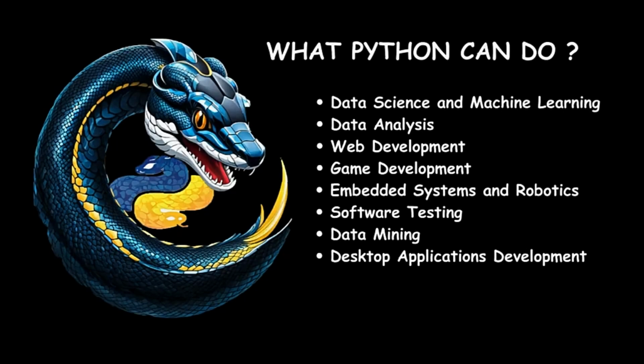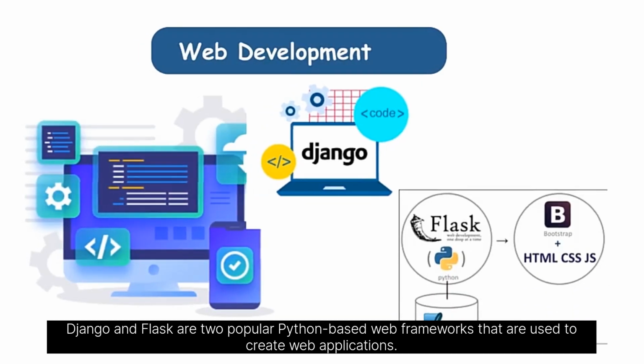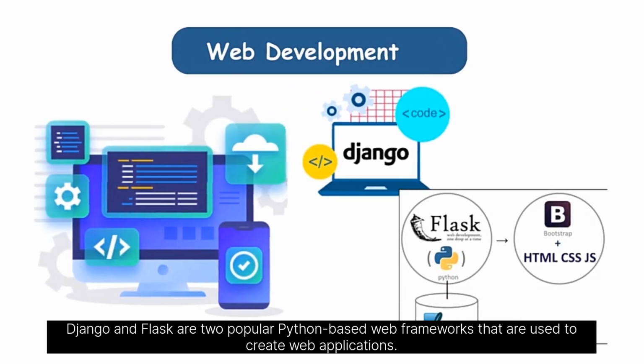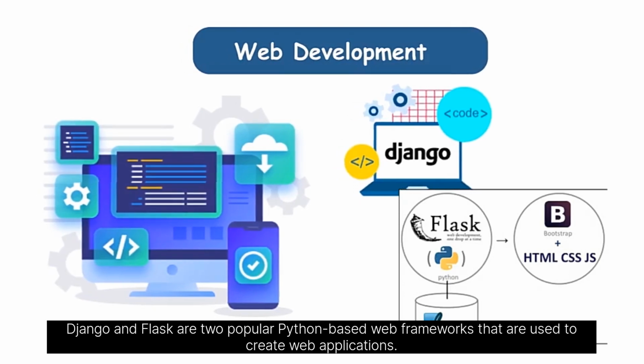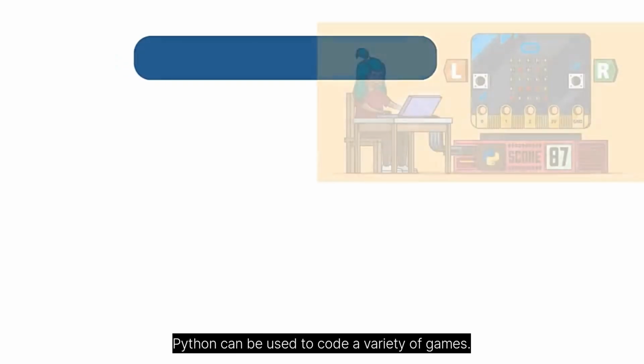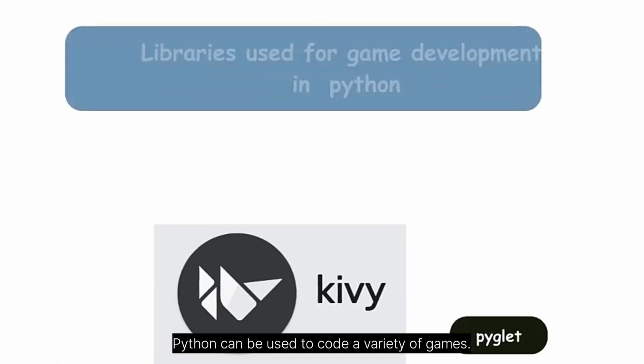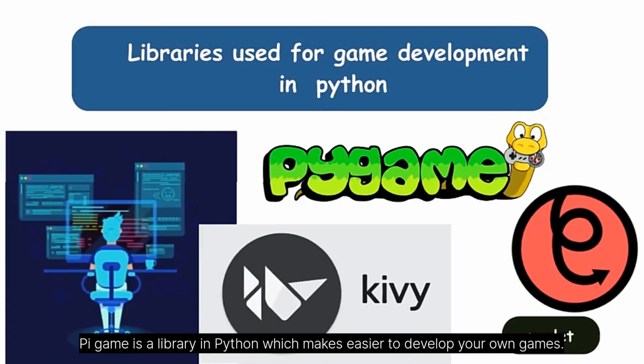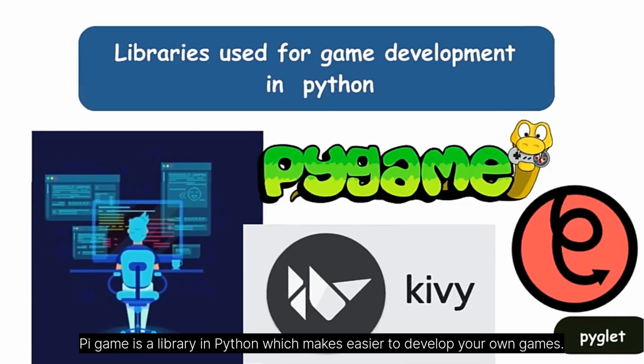Web development. Django and Flask are two popular Python-based web frameworks that are used to create web applications. Game development. Python can be used to code a variety of games. Pygame is a library in Python which makes it easier to develop your own games.